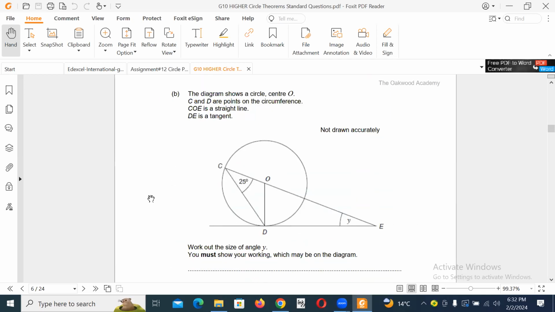Next, here we have the diagram shows a circle with center O, C and D are points on the circumference, COE.